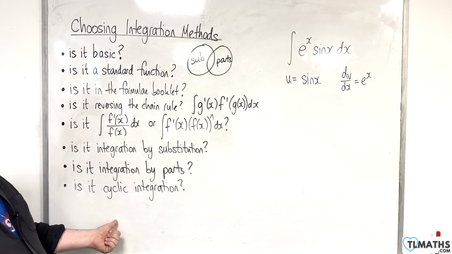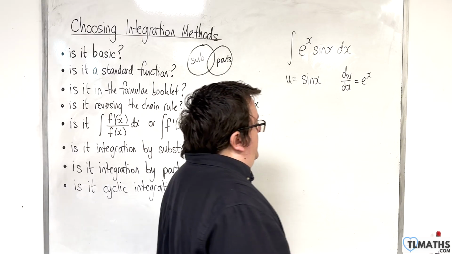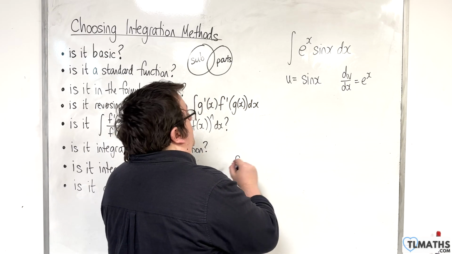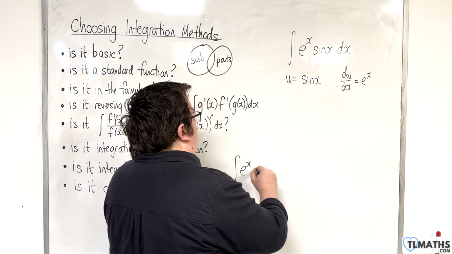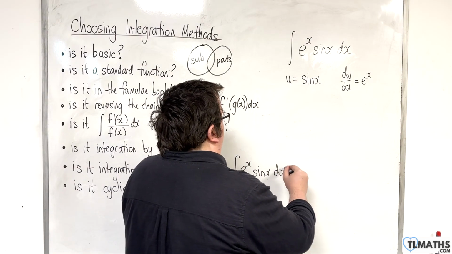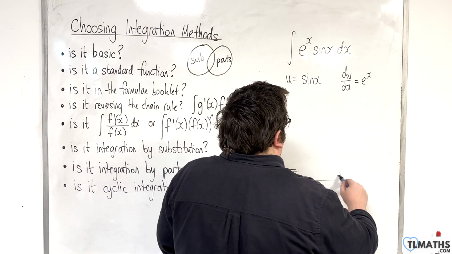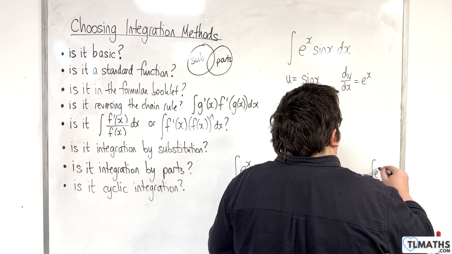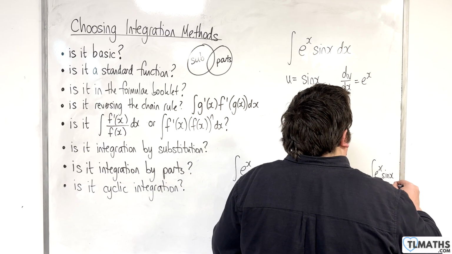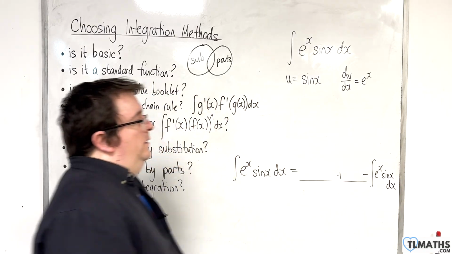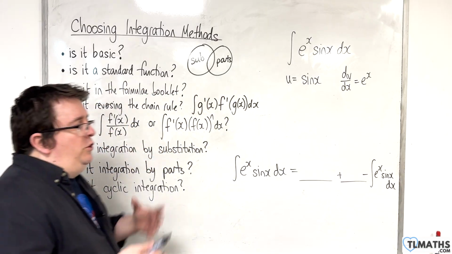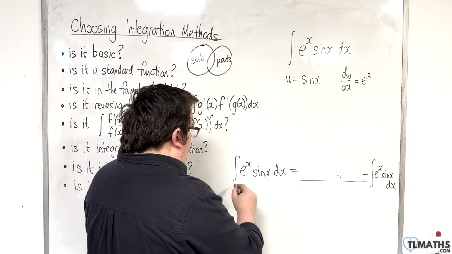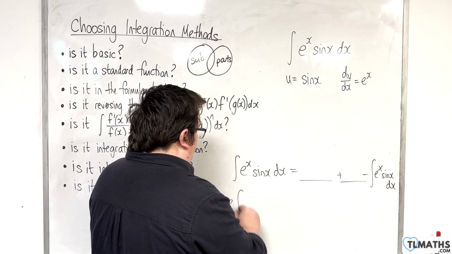But you get to a point where you have the integral of e to the x sine x dx is equal to something plus something, take away the integral of e to the x sine x dx. And so what you can then do is add the integral of e to the x sine x dx to both sides.